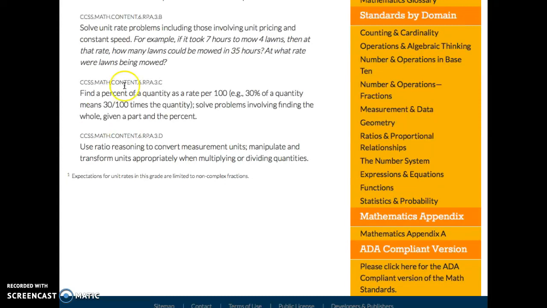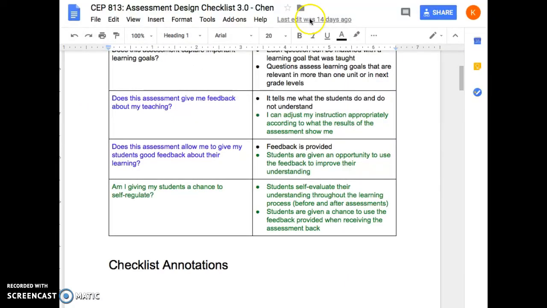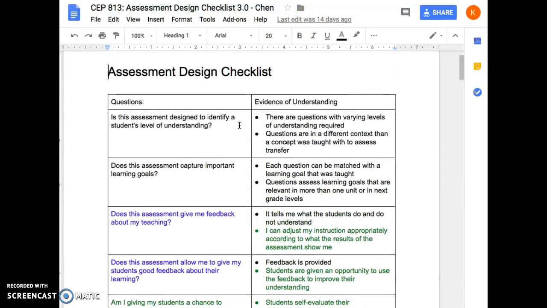This assessment matches all of the principles on my assessment design checklist. It is designed to identify a student's level of understanding because it requires varying levels of understanding and asks a question in a new context to assess transfer. The assessment captures important learning goals that align with what was taught in class the day before and is content that is relevant all the way through adulthood.